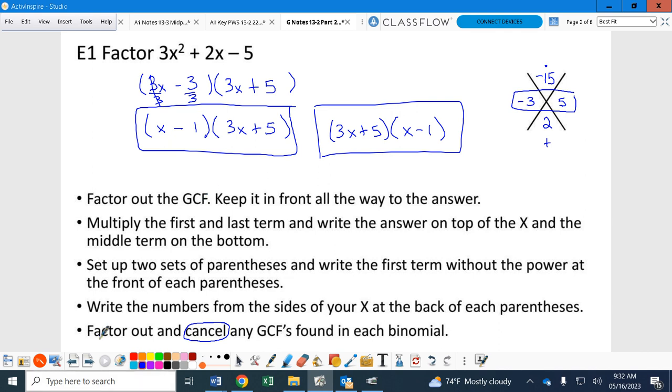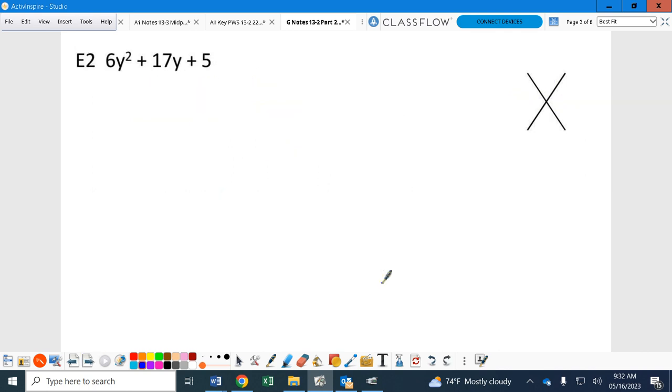Okay, let's keep going to the next one. On this next one, we've got 6, 17, and 5. 5 is the smallest number. The only factors of 5 are 1 and 5 doesn't go into 17 or into 6, so there's no GCF for everything. So to get our numbers for our diamond, we're going to multiply that first one times the last one. That's going to give me 30 for the top number. We're going to take the middle number and it's going to go on the bottom at 17.